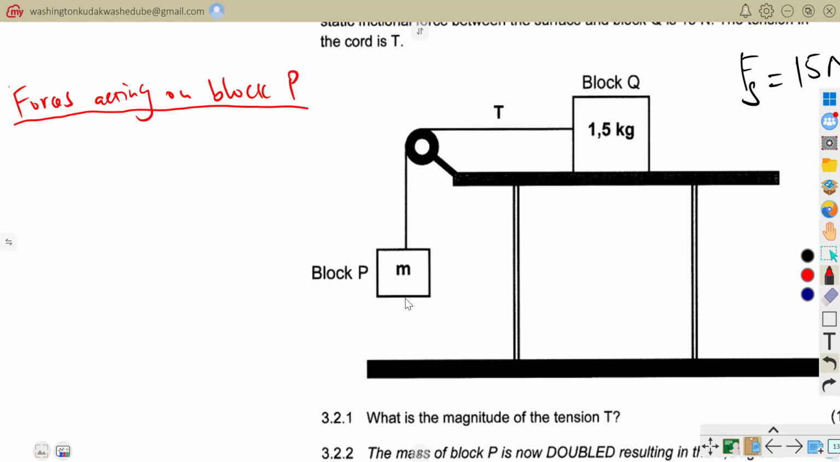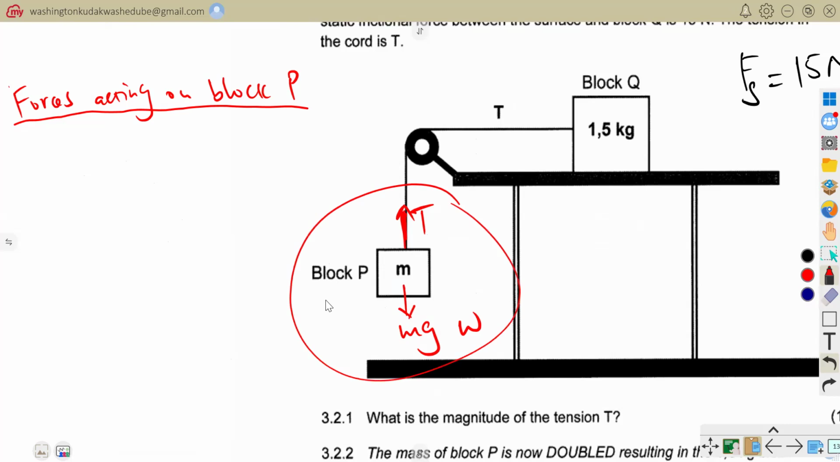So we can see that due to the mass M, we have the weight of this block, which would be given by mg, where g is 9.8. So you would know that you have your weight, and the weight is going downwards. And then you have, going upwards due to this string, your tension. So here I would be having my tension.